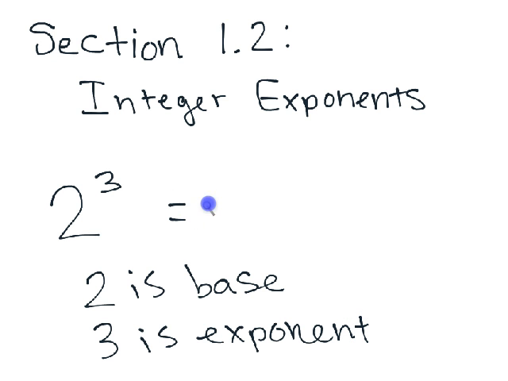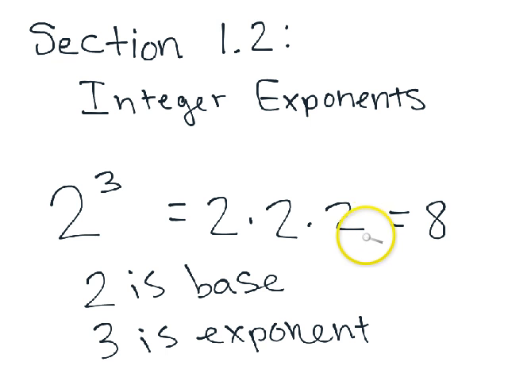And this means we multiply the base by itself 3 times. So 2 times 2 times 2, and altogether we get 8. So that's what we mean by an exponent. If we continue to think of it in this way, our exponent rules are going to make more sense. So continue to think of it as a base multiplied by itself the proper number of times.